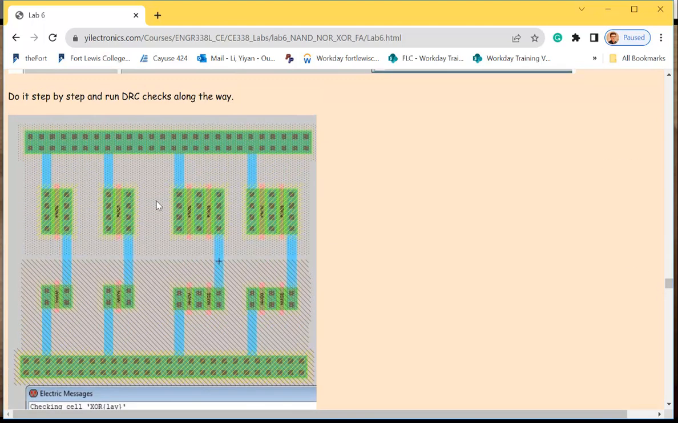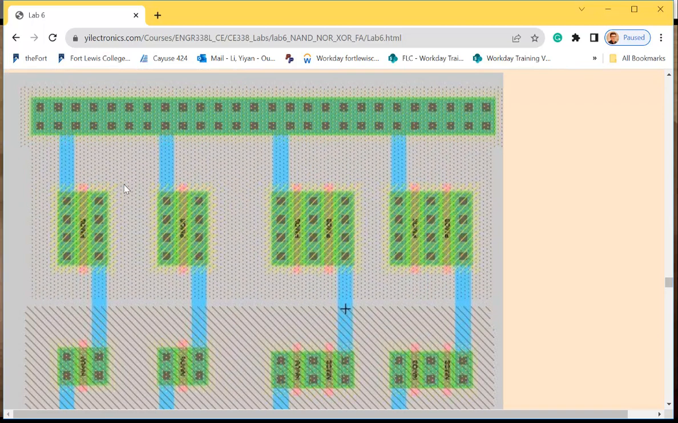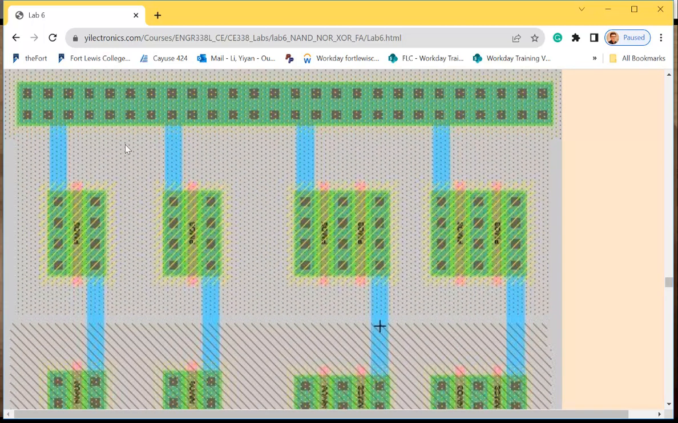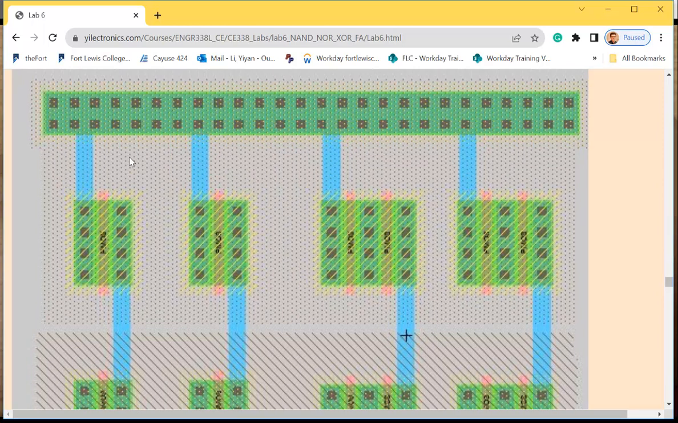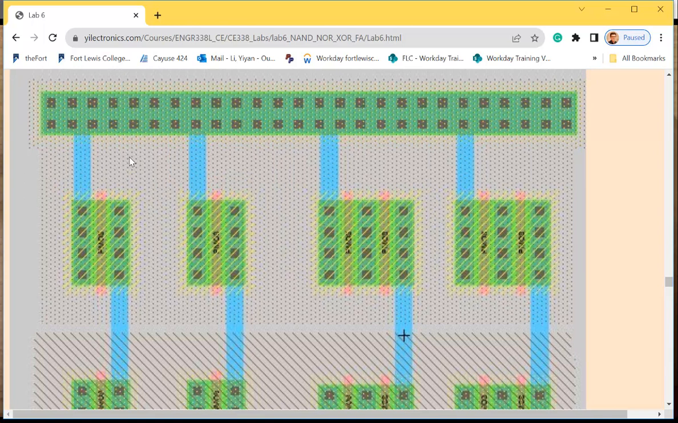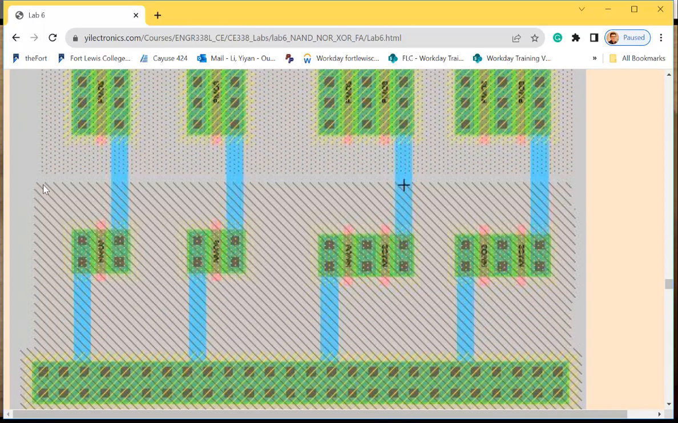Okay, like this one. So the dots must be the N-well. The slashes must be the P-well or the P-sub. Okay.